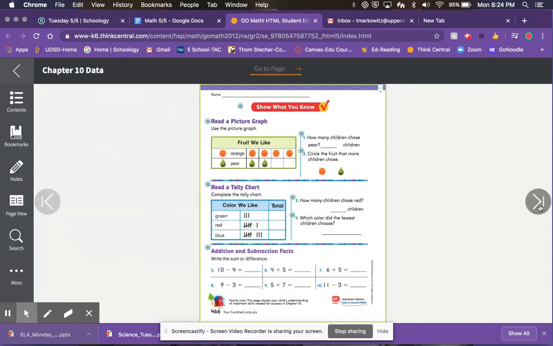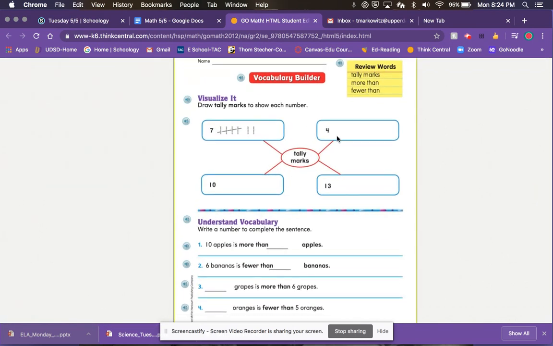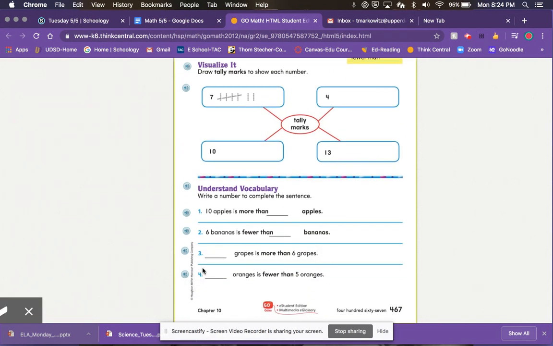There's your subtraction addition at the bottom. And drawing tally marks to show each number. Put how many tally marks will be needed to represent that exact number. Here are your words up here. Understanding the vocabulary, you have tally marks, more than, fewer than. 10 apples is more than blank apples. Think of a number that 10 is more than. 6 bananas is fewer than this many bananas. Blank grapes is more than 6 grapes. And blank oranges is fewer than 5 oranges. So you guys get to pick the numbers for today.